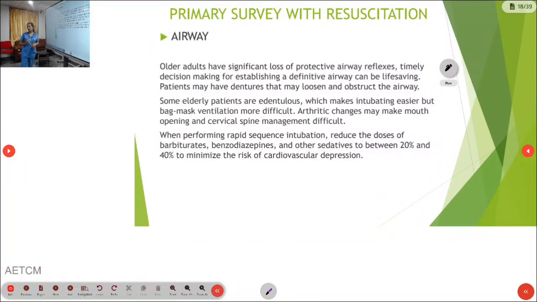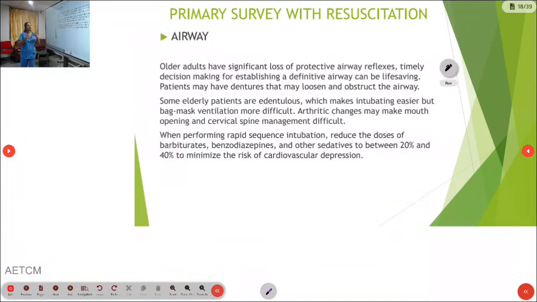so it's on us to make a timely decision for establishing the definitive airway. It could be a life saving procedure. Since there is loss of protective airway reflexes, there is increased chance of aspiration, so timely decision is very important. Then the patient may have dentures which can block the airway, so in case of airway, we have to look for any dentures and whether they are obstructing the airway.